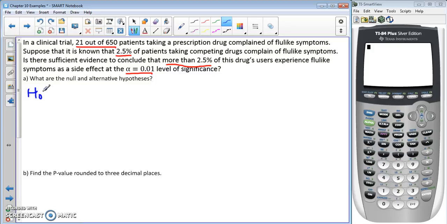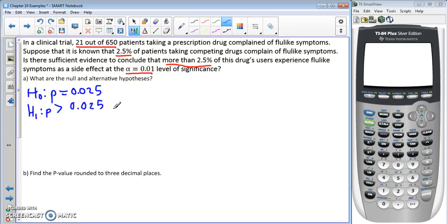So again, H sub 0, colon, and then P, since we're looking at a proportion, is equal to, convert our percent to a decimal, so 0.025, and then our alternative, H sub 1, colon, P, and then it says more than, so P is greater than 0.025.